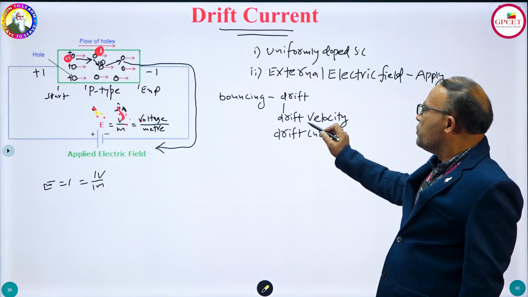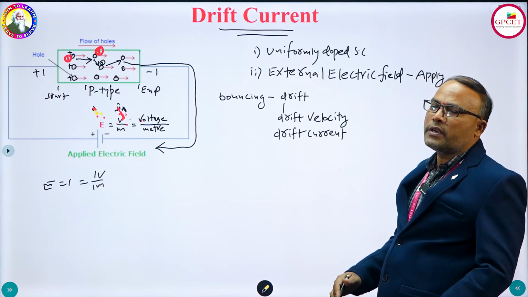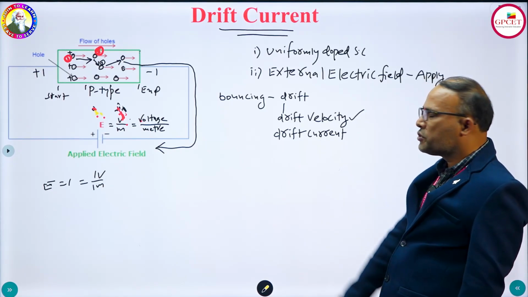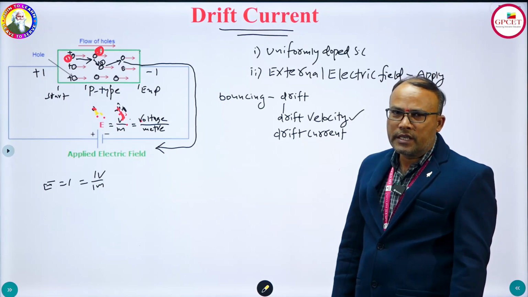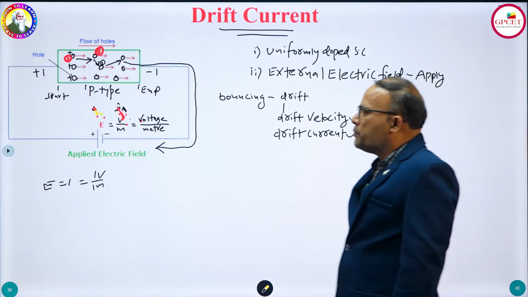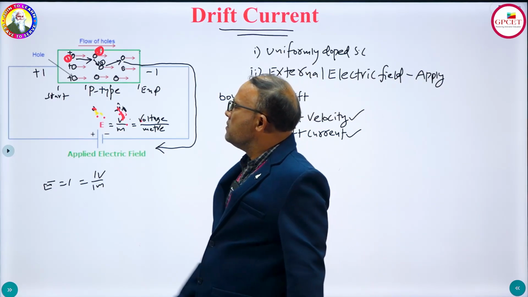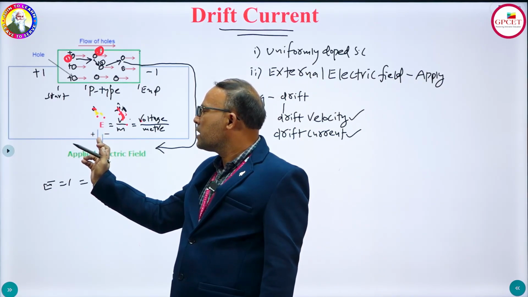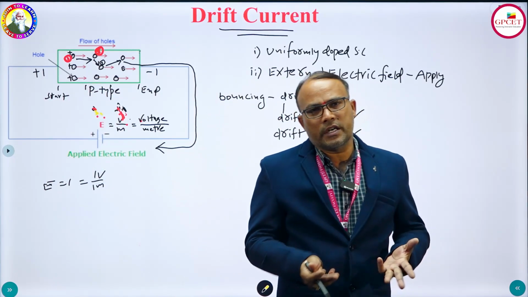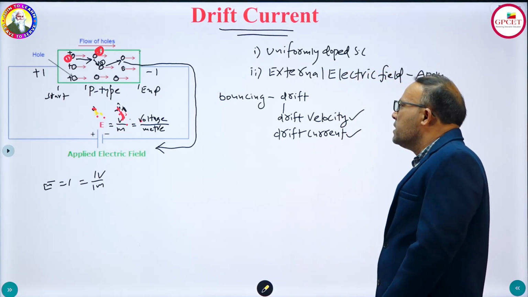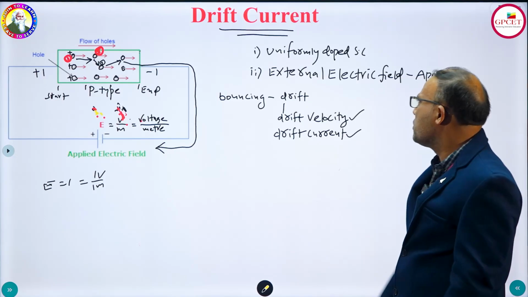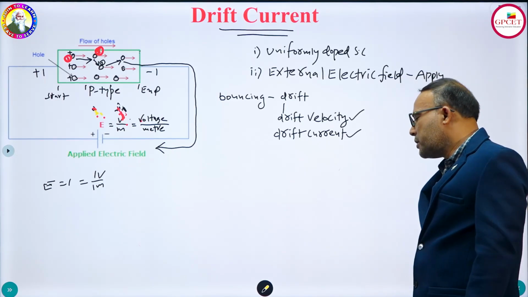The velocity produced due to drift of the charge carriers from one position to another is called drift velocity, and the current produced due to drift of the charge carriers from one position to another is called drift current. So in this way, due to the applied external electric field and uniformly doped semiconductors, we have acquired drift current. Now let us see some important equations of drift current, which are helpful for competitive exams.